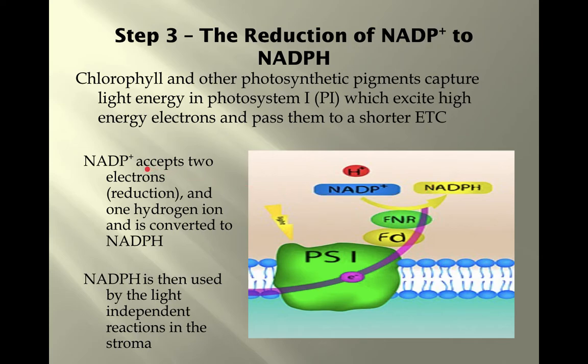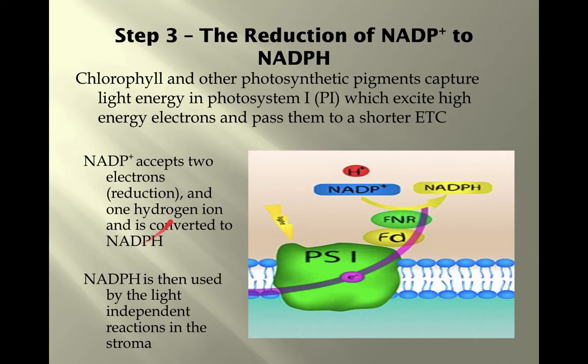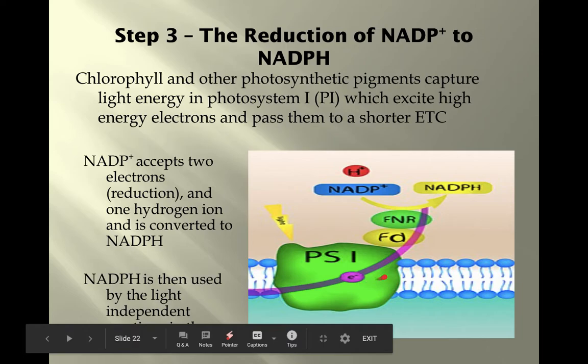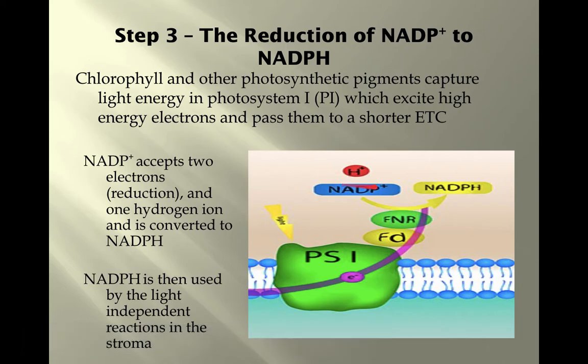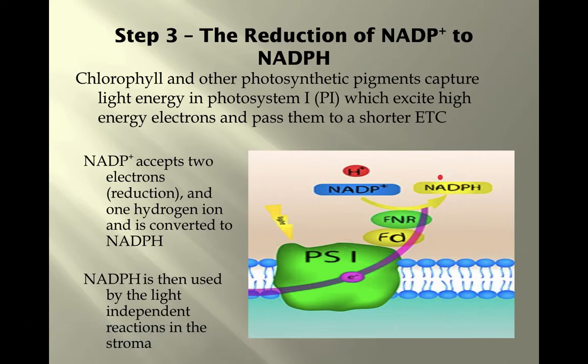So NADP plus accepts two electrons, it's reduced, and PS1 is oxidized, and then it's converted to NADPH. Light energy excites electrons. Electrons are transferred to NADP plus, which becomes reduced. At the same time, photosystem 1 becomes oxidized, and a hydrogen ion is incorporated. NADPH, a high energy molecule, is produced out of this reaction.